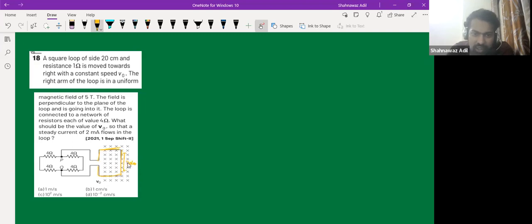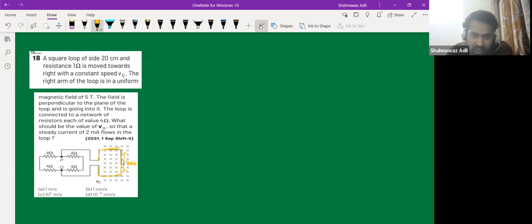And this has a resistance of 1 ohm, and it is moved with a constant velocity v naught. The right arm of the loop is in a uniform magnetic field of 5 T. The field is perpendicular to the plane of the loop and is going into it. The loop is connected to a network of resistors, each of the given value. What should be the value of v naught so that a steady current of 2 ampere flows in the loop?